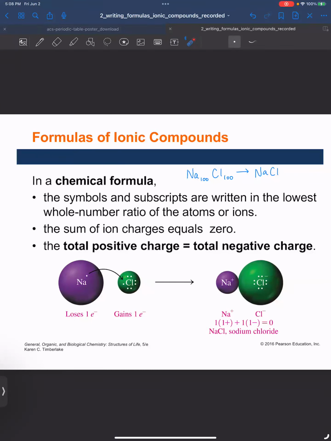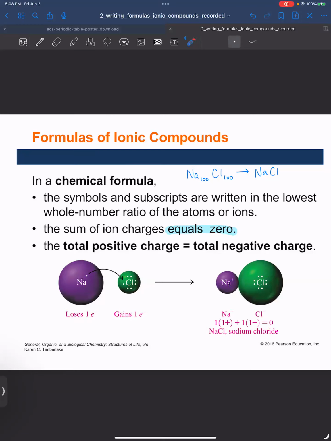So 1 and 1. Even though it looks like there's one sodium and one chloride, we understand in table salt there's a lot more than that. There's lots of sodium cations and lots of chloride anions. It's also critical to note that the sum of the ion charges is equal to 0. That's going to be important when we predict ionic compound formulas. That means the total positive charge is equal to the total negative charge.